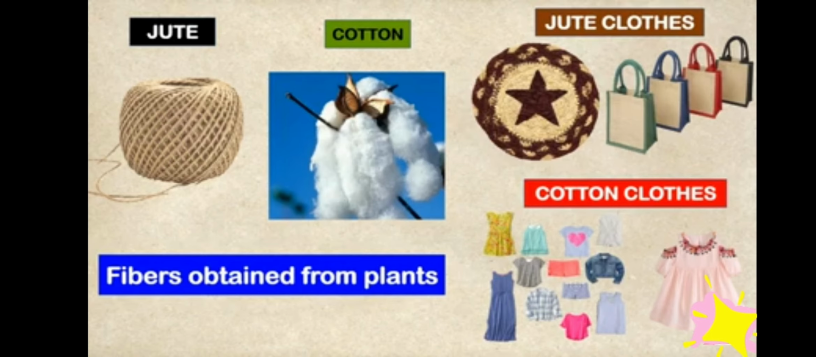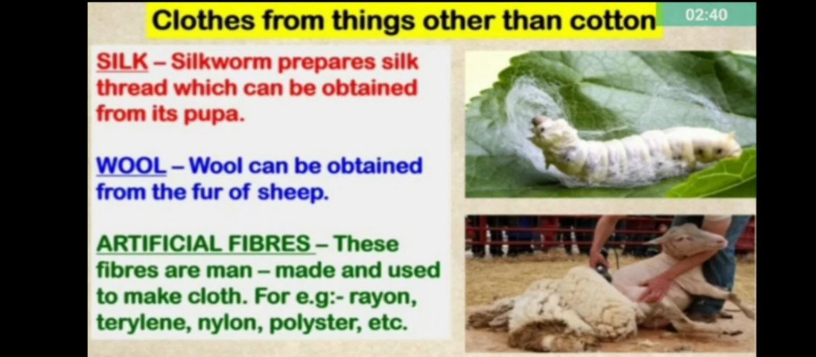Jute and cotton are used for making cloths. These are fibers obtained from plants. From jute, we can make fancy bags and doormats. We use different cotton clothes. Now, clothes from things other than cotton.